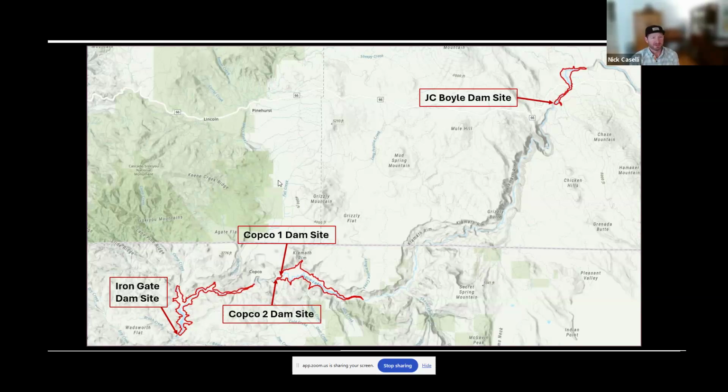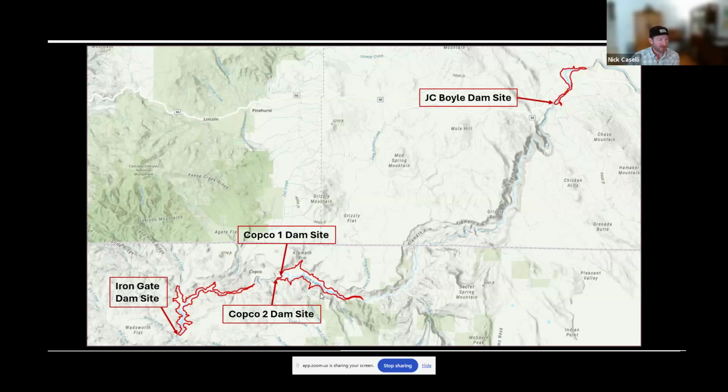Farthest upstream in Oregon, we've got the Oregon border here. Folks, can you see my pointer? Great. J.C. Boyle was the smallest of the dams. It was a hydro project. Moving downstream, we have what's called Hell's Corner Gorge, the Klamath River Canyon, which crosses into California. This reach was undammed, and then you get into the Copco dams and Iron Gate.